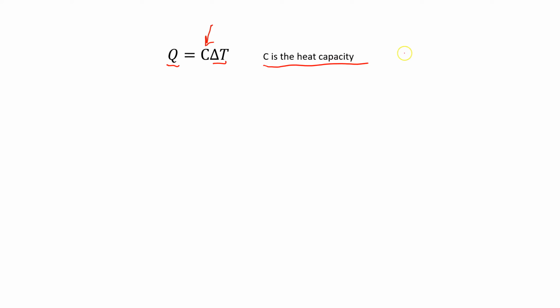Incidentally, you may have seen this written a little differently. You may have seen this in the past as MC delta T. In that case, they're talking about the specific heat per unit mass. I'm not. It's not a big deal. I'm just saying I want to know the total amount of heat depending on the size of my object, not just per unit mass. But it's the same idea, okay?